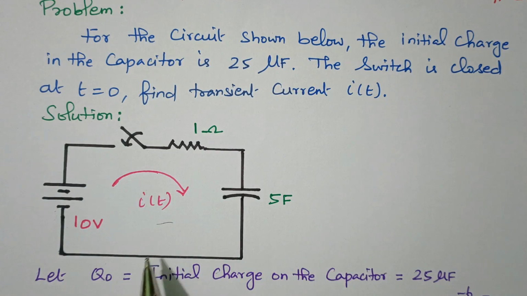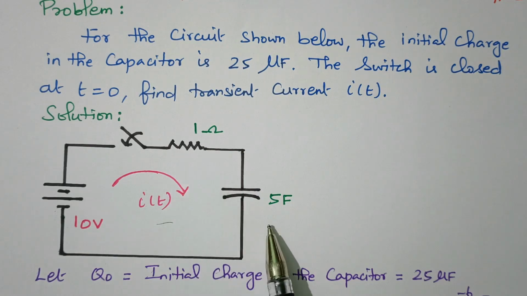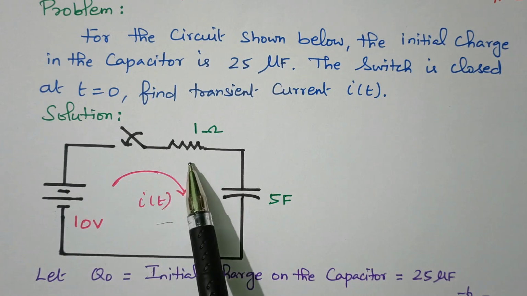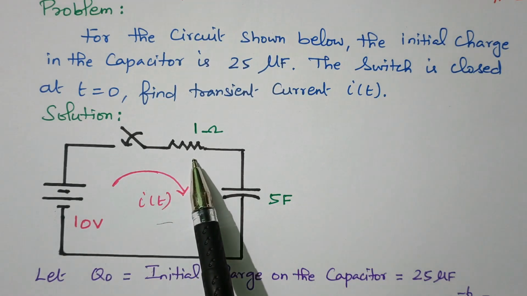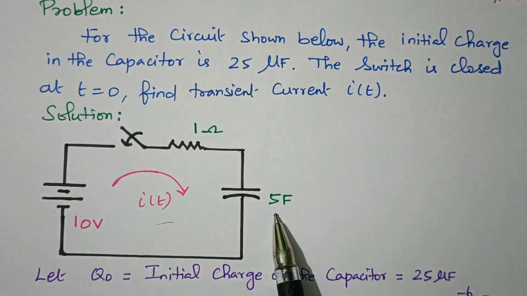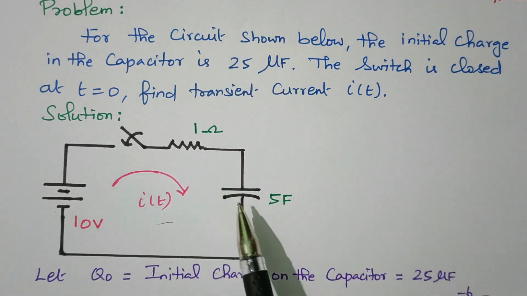So in this we are going to apply Kirchhoff's voltage law, KVL. KVL is nothing but voltage rise equal to voltage drop. This 10 volt is the voltage rise. Voltage drop is the voltage drop across the resistor plus the voltage drop across the capacitor. So this 10 volt equals the voltage drop across the resistor, which is i into R, where i is the transient current and R is 1 ohm. The drop across the capacitor is 1 by C integral i dt. So V equals the voltage drop across the resistor plus the voltage drop across the capacitor.